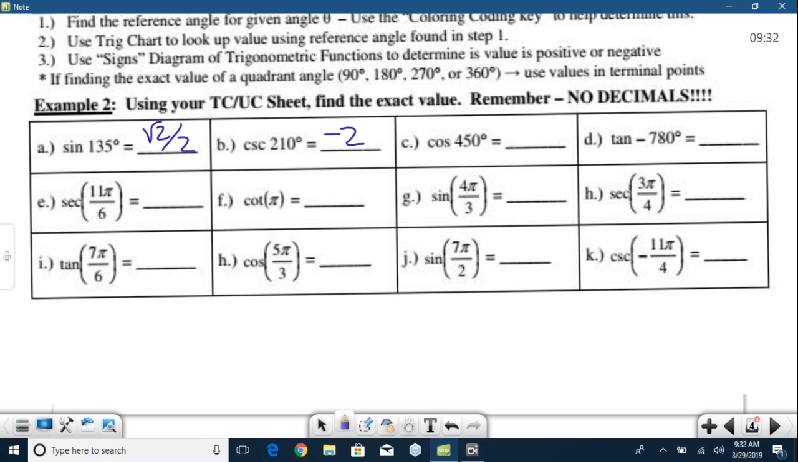What's the cosine of 90 degrees? What's the x coordinate at 90 degrees? It's 0.